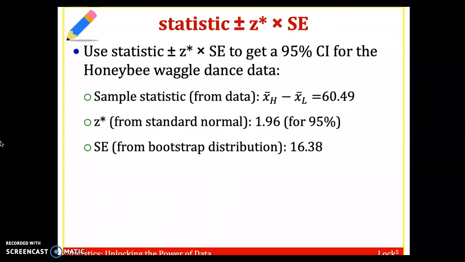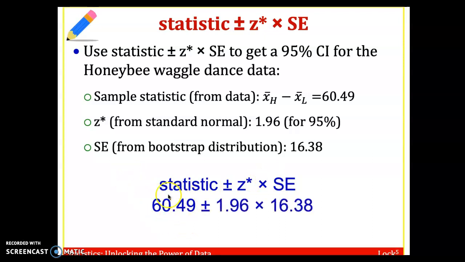So if we want to get a 95% confidence interval for the honeybee waggle dance, and the sample statistic is the difference of the sample means, 60.49, we just got Z star from the standard normal distribution to be 1.96. That's for that 95% confidence interval. And then the standard error from the bootstrap distribution was 16.38. We're going to use the formula, the statistic plus or minus Z star times the standard error. Take 60.49 plus or minus, and then take 1.96 times 16.38 and subtract and add, and we get 28.39 to 92.59 to get our 95% confidence interval.